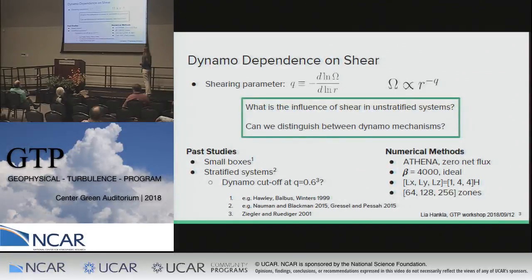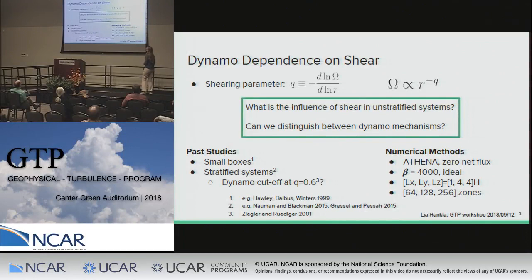So I'm using the code Athena, and my shearing boxes will have 0 net flux. And I was trying to avoid this whole mess with Prandtl numbers, so I chose an ideal system. We'll see. Not really sure if I managed to accomplish that. And then I have my resolution here. And then an important thing to note is my box size. So if I have a size of 1 in the radial direction, the x direction, then my box is 4 times bigger in the vertical direction. And this is important because it relates back to previous studies.